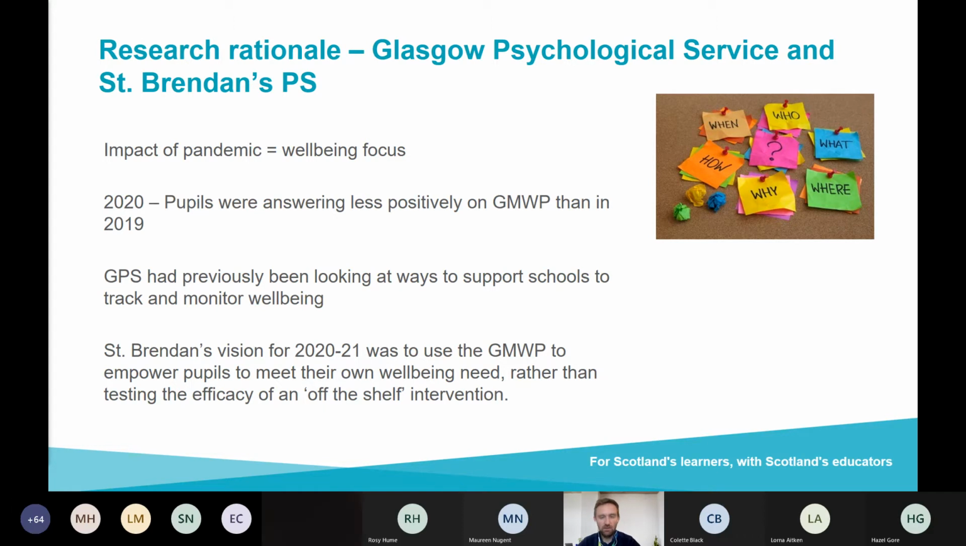So it's slightly different to the way that we use our pre and post measures and then maybe use a tried and tested off-the-shelf intervention, but actually a much more empowering, collaborative way of using data with pupils leading on it. So that was why the research came about. And if we could skip to the next slide, that would be fab.